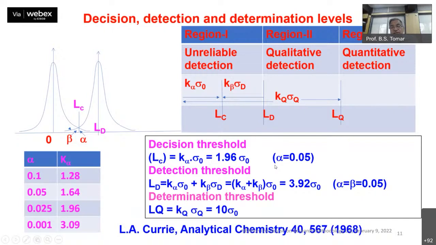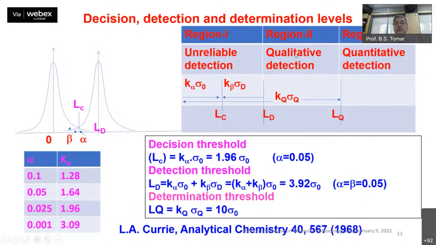In analytical chemistry, detection limits are very widely used. Detection limit is defined as K alpha sigma 0, the standard deviation of background, plus K beta sigma D, the standard deviation of the sample. And many times you will say that sigma 0 is the same as sigma D. So that is K alpha plus K beta times sigma 0. If you take them as the same, then 1.96 into 2 is 3.92 times sigma 0. So if you get data more than 3.92 sigma of background, you say this is the detection limit.